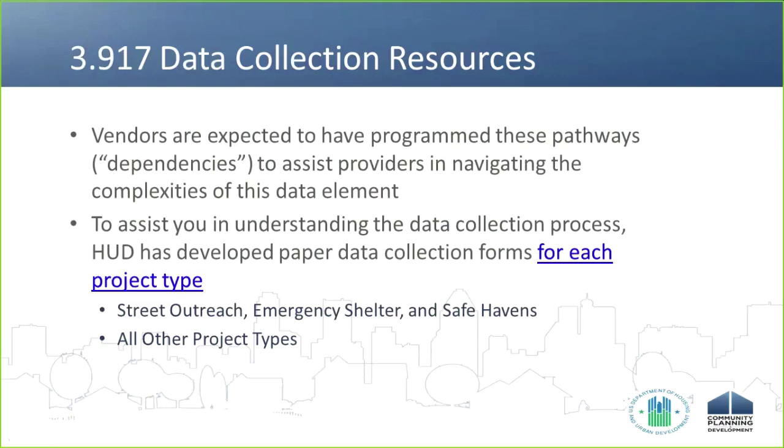We've also, in order to help you all and your staff understand the data collection process for this particular element, developed paper data collection forms for each project type. So for outreach, shelter, safe havens, and all the other project types. The forms are available at the hyperlink shown on the page. There are forms for the universal data elements plus 2 supplemental forms specific to data element 3.917. The forms are called the Street Outreach, Emergency Shelter and Safe Haven Project Supplement and the Transitional Housing, Permanent Housing, and Other Supplement. They're provided in Word, which hopefully will allow you to incorporate them into your own local forms.